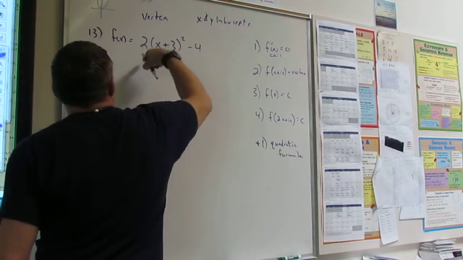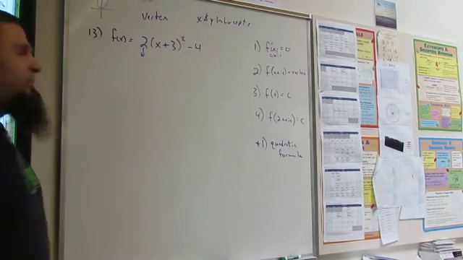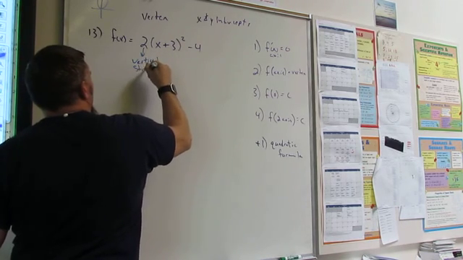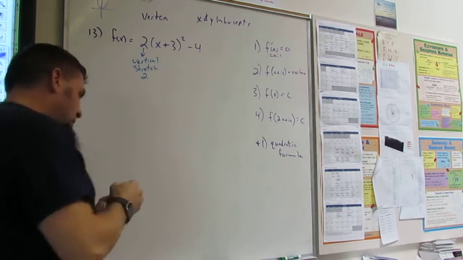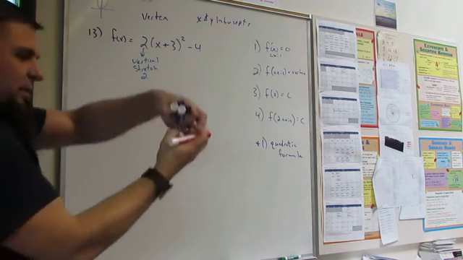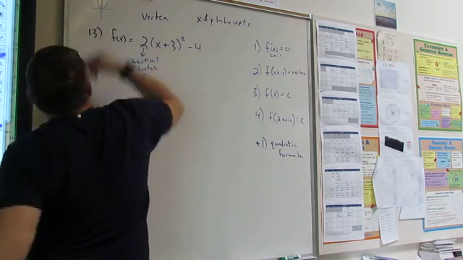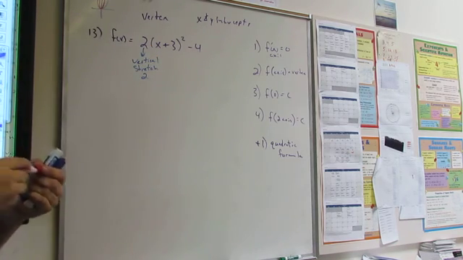And what are we doing to it? What does this tell me? Vertical stretch of 2, right? So what that means is I'm going to stretch it like this. So I'm just kind of making it skinnier. Does that make sense?